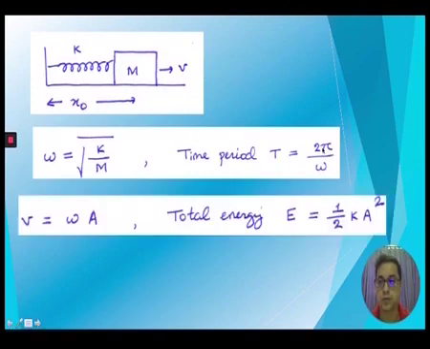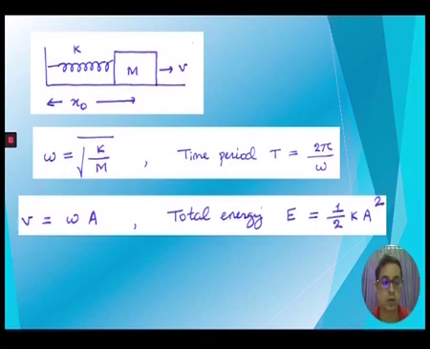Another thing is that the amplitude is capital A, so therefore the velocity you can write as omega into A, right? And the total energy is equal to half k A square. I think these are familiar results to all of you, so you can utilize this information. So this is the initial situation, the initial configuration.